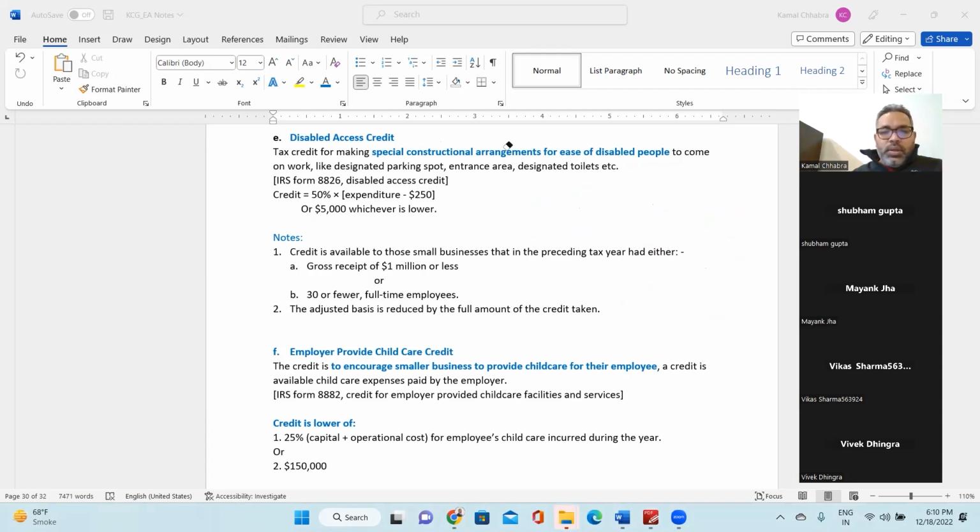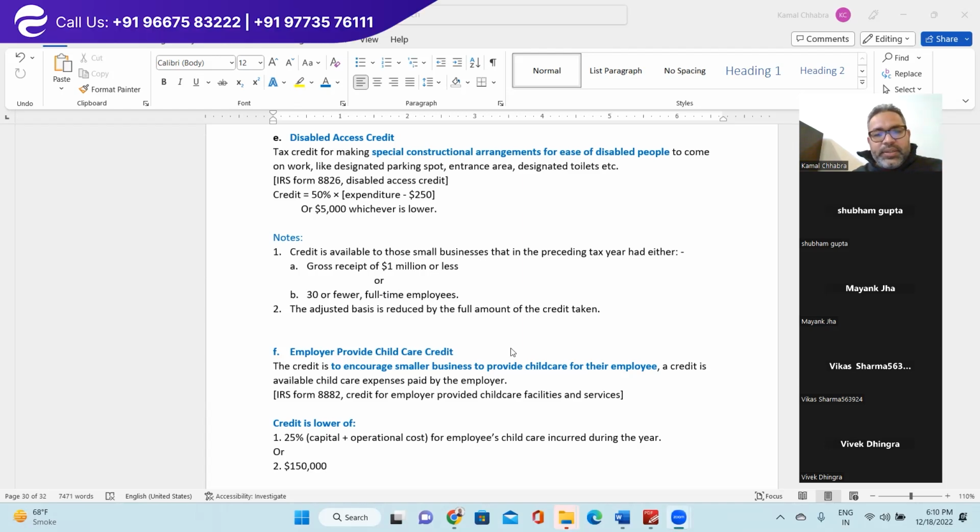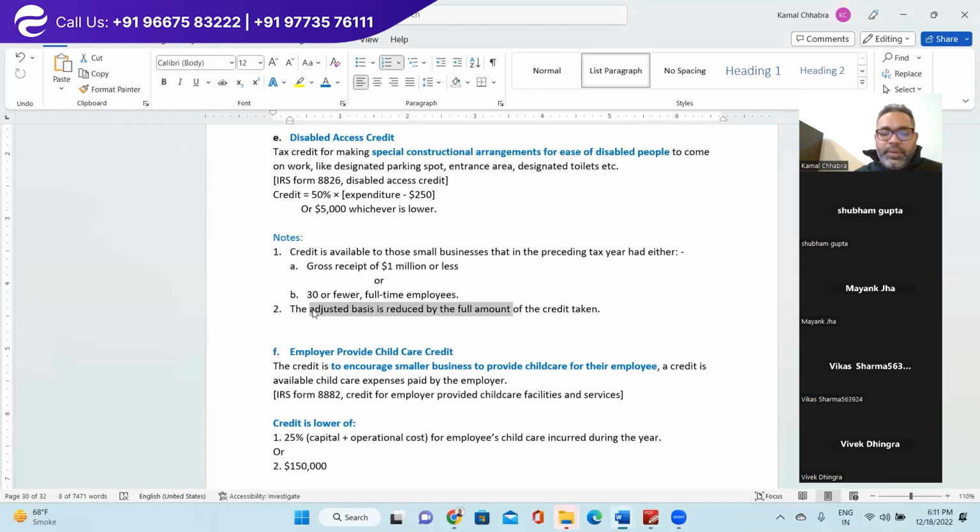Right. So the note over here is that credit is available to those small businesses that in the preceding tax year had either gross receipts of $1 million or less or 30 or fewer full-time employees. The adjusted basis is reduced by the full amount. So this is also important, the adjusted basis. So your cost of building, which is $15,000, needs to be reduced by $5,000. Make sense? Which we have discussed in an earlier example as well, right?